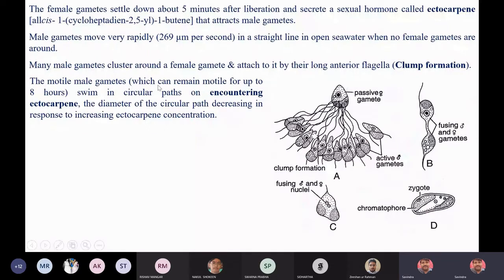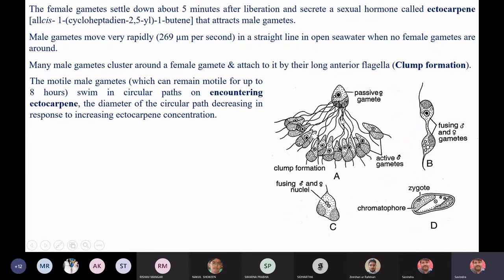The motile male gametes, which can remain motile for up to 8 hours, swim in a circular path because they are getting attracted by this ectocarpin. Even though they are such a small structure, they still have the sense of which side this ectocarpin is being released from. It is not in the open environment, it is inside water, but still that small amount of ectocarpin can attract the male gamete. And the more they come close to this female gamete, their speed will keep on slowing down.